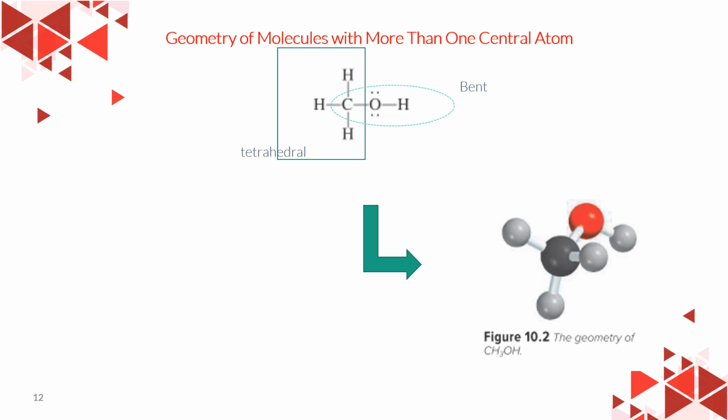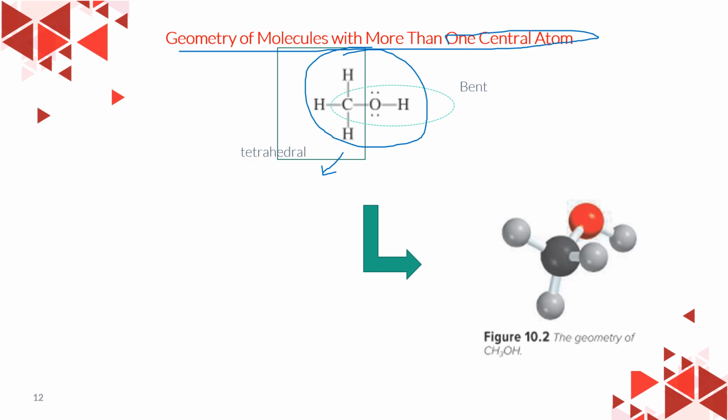What if the molecule has more than one central atom? For example, methanol. You can look at the central atoms. It has two central atoms, C as the first central atom and oxygen as the second. We can't directly determine the molecular geometry by looking at only one central atom, but we should separate them one by one.